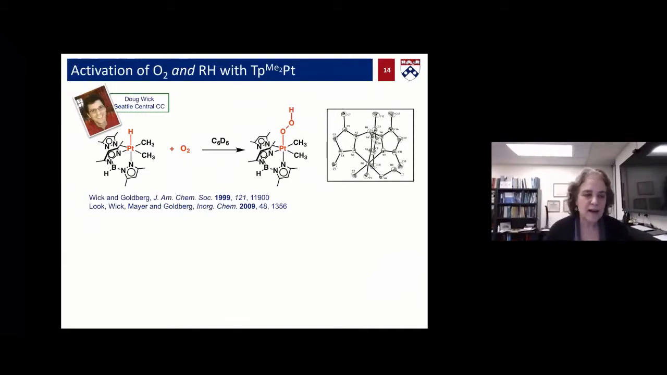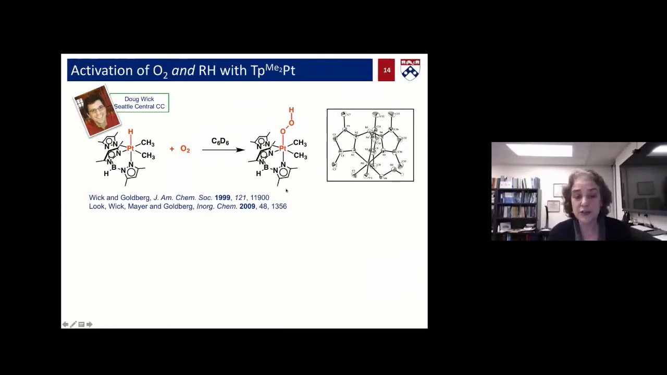Well, a while back, Doug Wick, who was a former postdoc in the group, looked at this chemistry as shown here, where we had this platinum-4 complex, this platinum-4 hydride that inserts oxygen to form this hydroperoxide species. And you can see you can isolate that. So it's a very well-behaved reaction that we could then use to look at the mechanism.